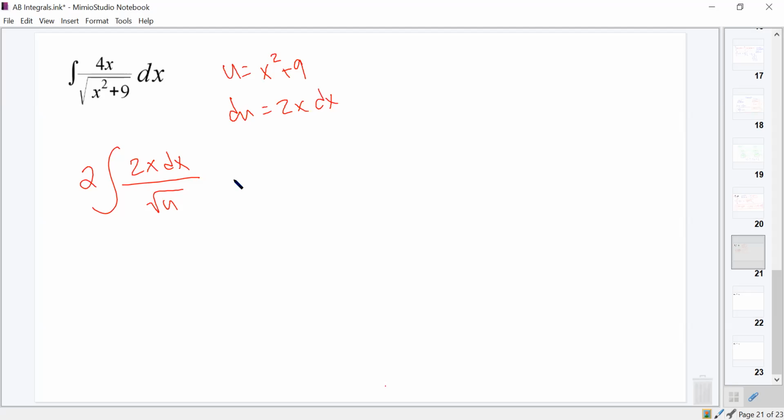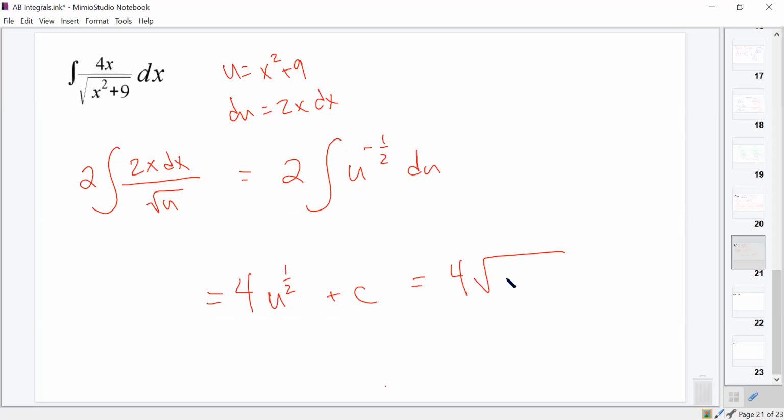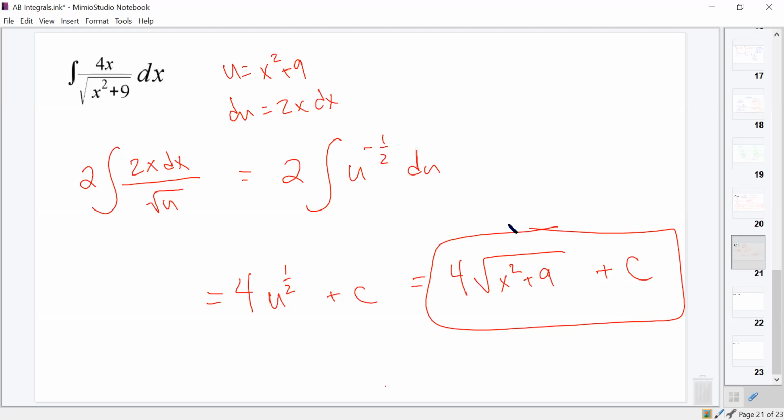And now the 2x dx can become a du. And we've got 2 times the integral of u to the -1/2 du. And what's the integral of u to the -1/2? That goes up to become u to the +1/2. And you divide by 1/2, which will give you a multiplication by 2. So 4u to the 1/2 plus our constant, or 4 root x² + 9 plus our constant. Good there or no?